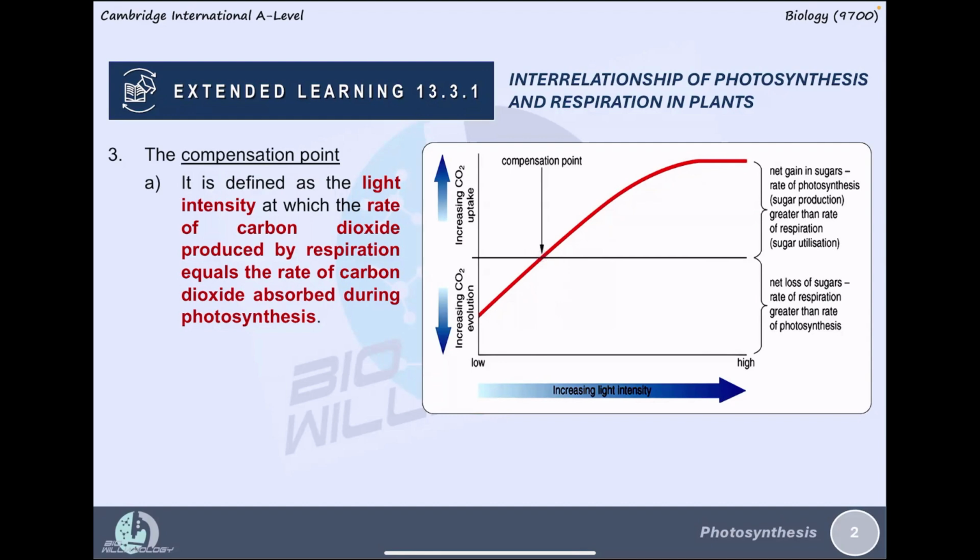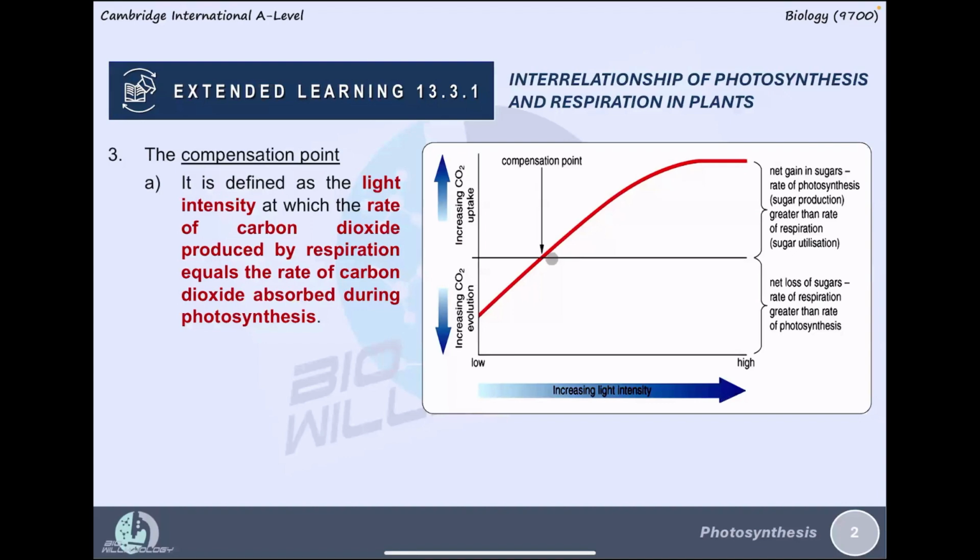So you can see that below the compensation point, the light intensity is too low, and we can see that there is an increase of CO2 release, which indicates that the rate of aerobic respiration is higher than the rate of photosynthesis. So therefore, there is a net release of CO2 during aerobic respiration. And we do know that at this moment, the rate of photosynthesis is low, so the uptake of CO2 is low. So overall, there is a net release of CO2.